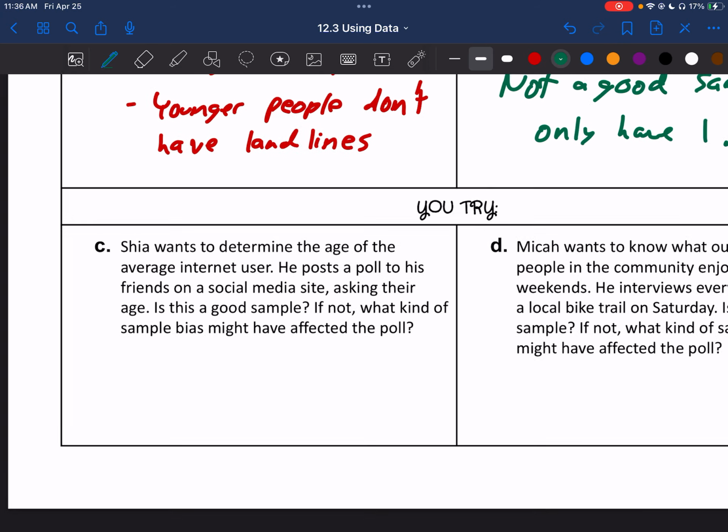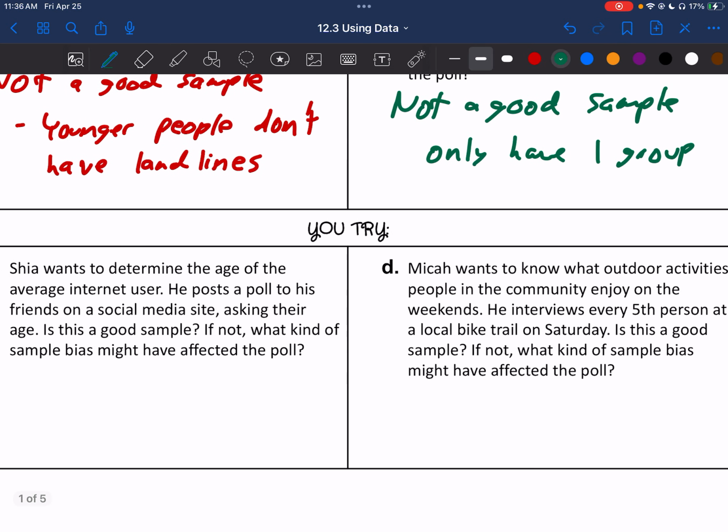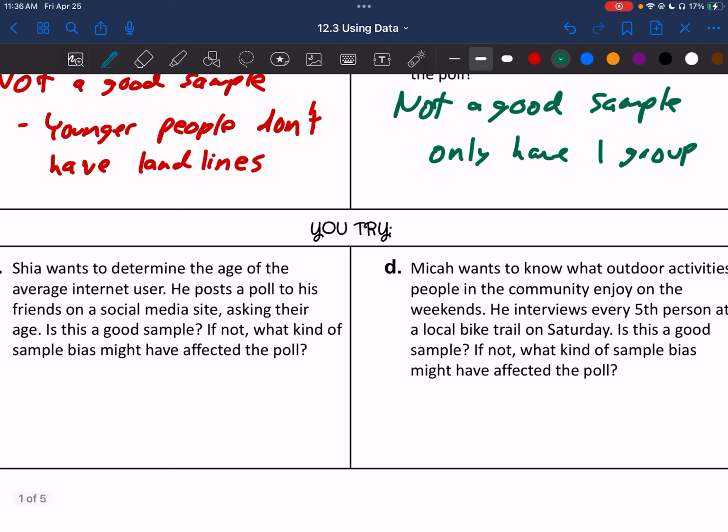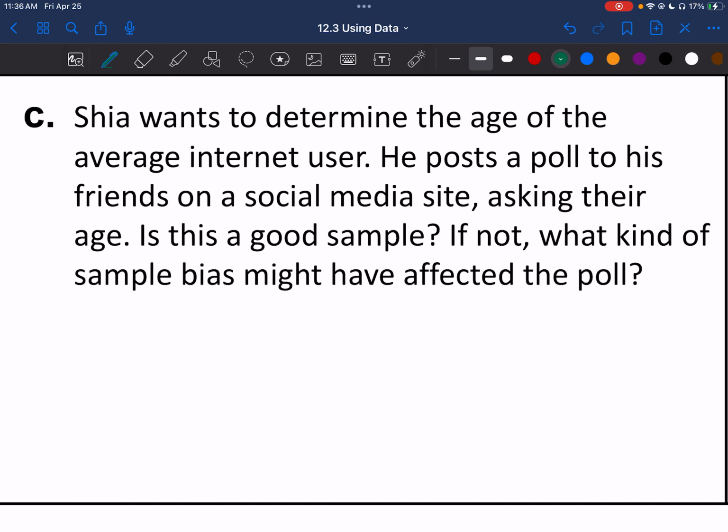All right. The next two are you tries. I want you to do those on your own and then check your work against mine. So, letter C, Shia wants to determine the age of the average internet user. He posts a poll to his friends on a social media site asking their age. Is this a good sample and what kind of bias might happen?